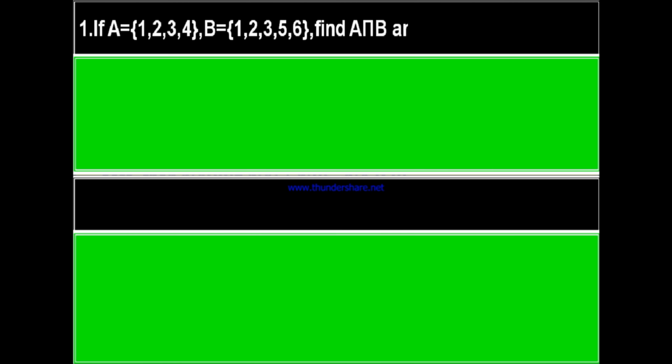If A is equal to set 1, 2, 3 and 4, B is equal to set 1, 2, 3, 5 and 6, then find A intersection B and B intersection A, and are they equal? Look at the solution here.